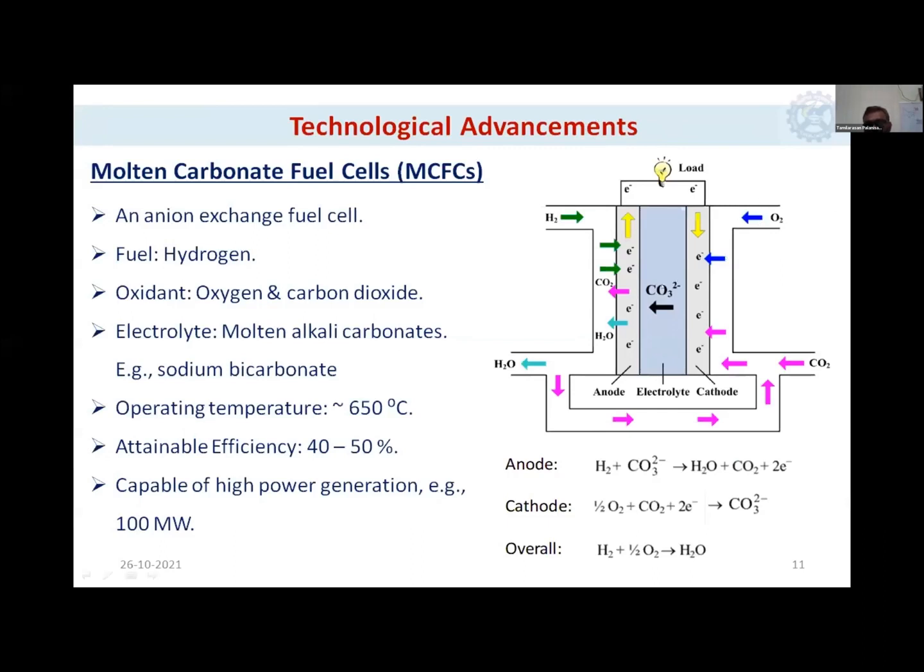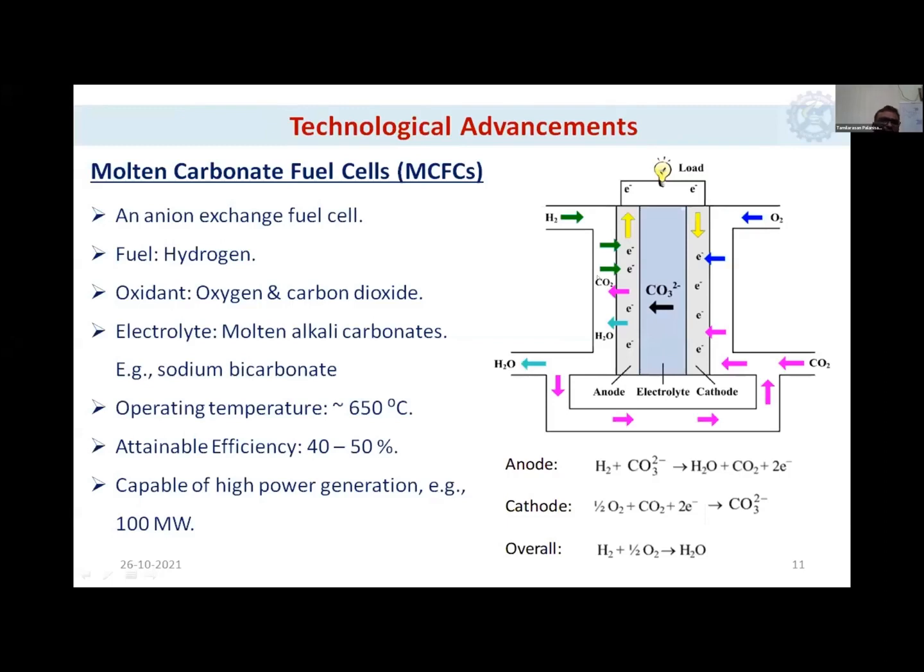The carbon dioxide is combined with one oxygen atom, so that it gets a 2 minus charge, and this anion is transported to the anode side, where, in the presence of catalyst, it reacts with the hydrogen to produce water and carbon dioxide. And since it is using carbon dioxide, we may think that it is not clean energy, but it is a carbon neutral device. You are taking one carbon dioxide from here, and it is released here.